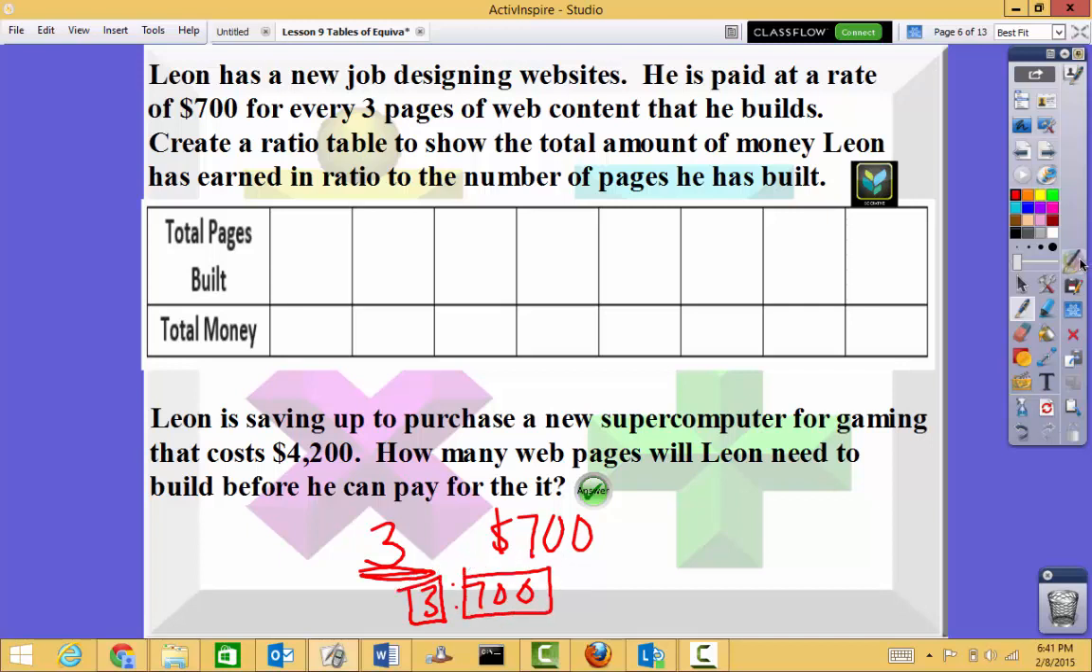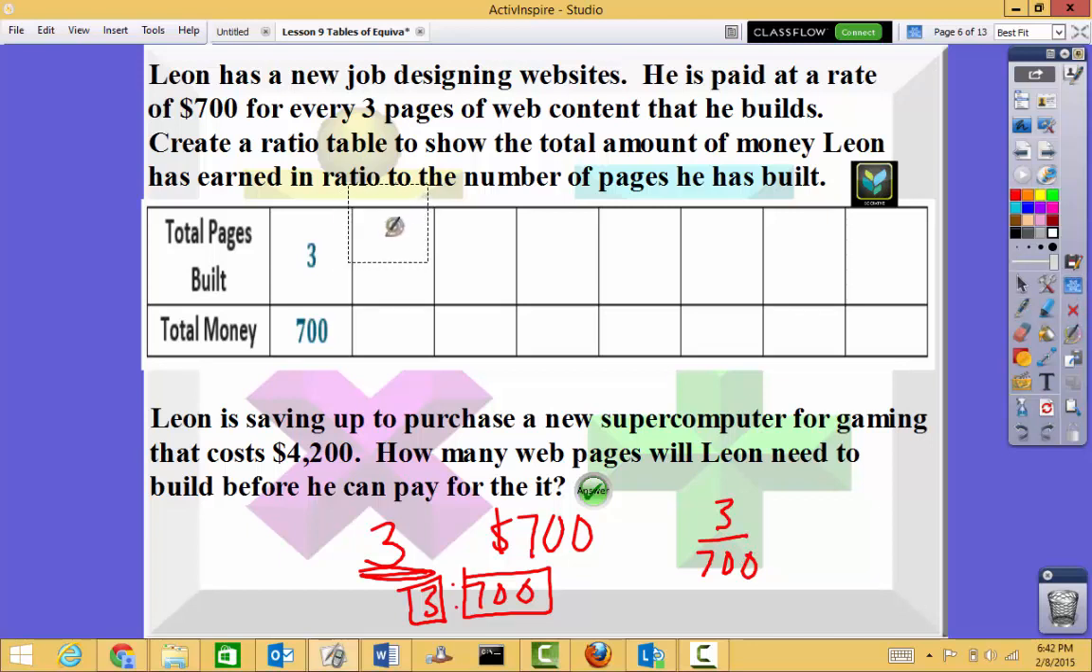Well, the first one is going to be easy. He builds 3 and earns 700. If I write that as a fraction, 3 over 700, I can't simplify it anymore. So that's going to be my smallest ratio that I'm going to start with. So let's go with the next one.